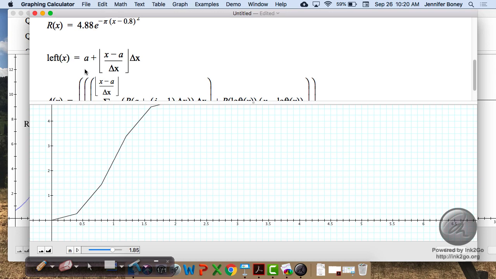and, well, left isn't built into this. Left, as I said, is used in some calculus books, not in others, but the concept is there. We can express left of x without using left of x. It just involves, well, a plus that floor expression, A plus the number of complete intervals multiplied by delta x, to have started at A and gone through all the complete intervals.